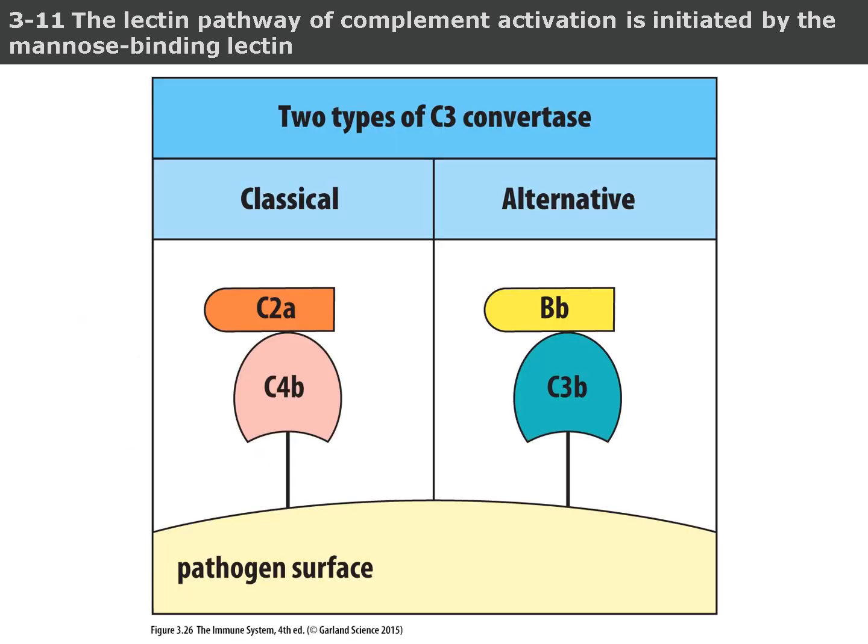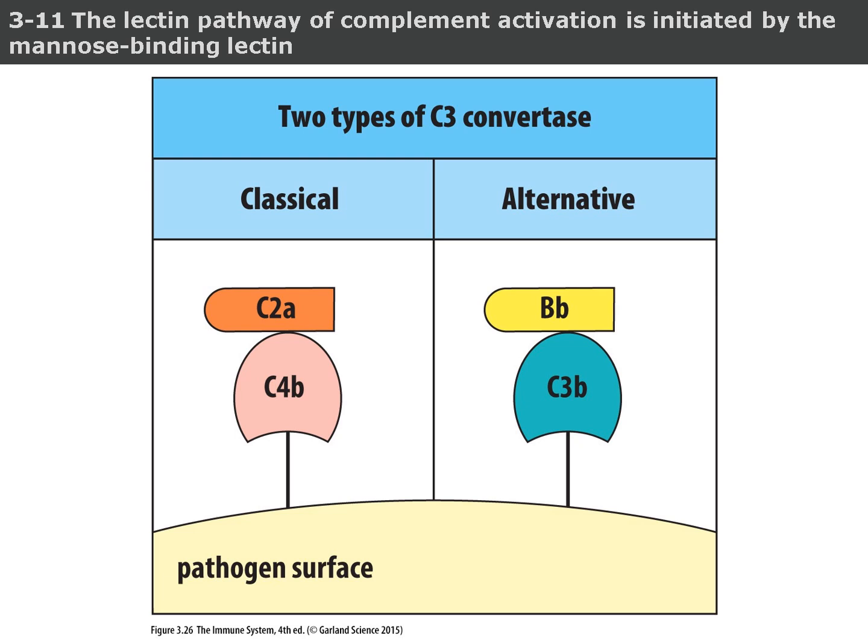This figure illustrates the two main types of C3 convertase enzymes that are central to the complement activation pathways: the classical and the alternative. In the classical pathway, the C3 convertase is composed of two protein fragments, C4b and C2a, which combine on the surface of a pathogen to form the enzyme complex known as C4b2a. This enzyme is responsible for cleaving complement protein C3 into C3a and C3b, leading to further immune activation.